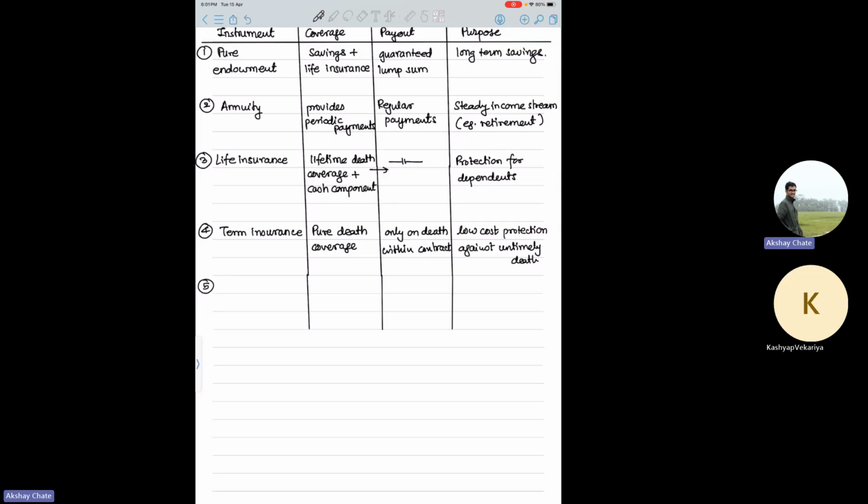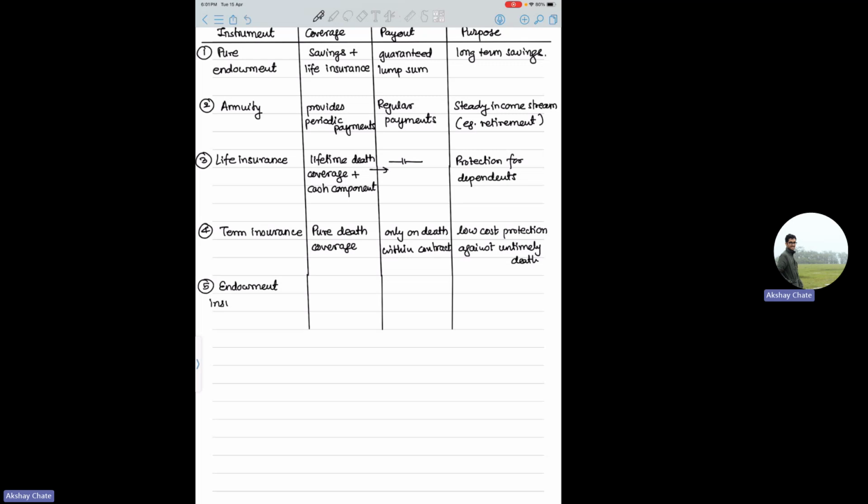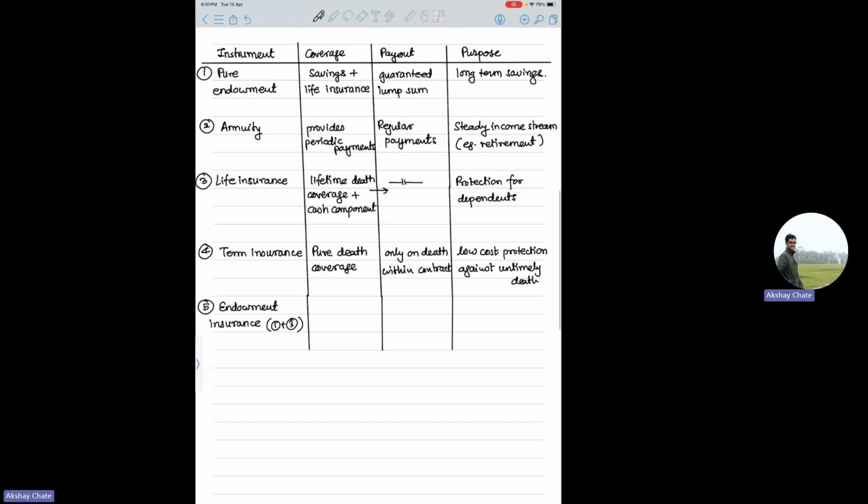Okay, and then there is the fifth one, which is called endowment insurance. So basically, it is nothing but a combination of insurance plus endowment. Okay, so basically it is nothing but 1 plus 3. So it gives you both savings plus death cover. Okay, because the first one is mostly savings. You should have only savings here. Life insurance is a separate thing. So it covers your savings for the future basically.